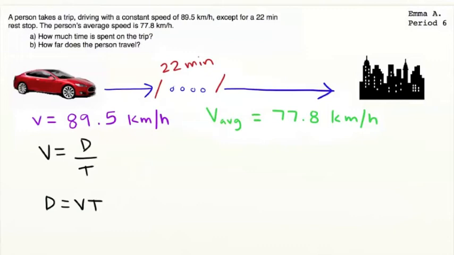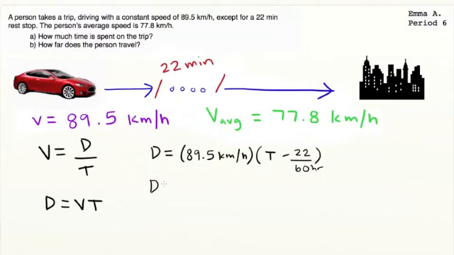So we're just going to go ahead and plug in our values into the distance equation. So d equals velocity, which is 89.5 kilometers an hour. And for the time variable, we're going to say t minus 22 minutes, because the constant speed is not accounting for that 22-minute gap. So there we have our first distance equation, and don't forget to put the 22 minutes over 60 because we are working in hours.